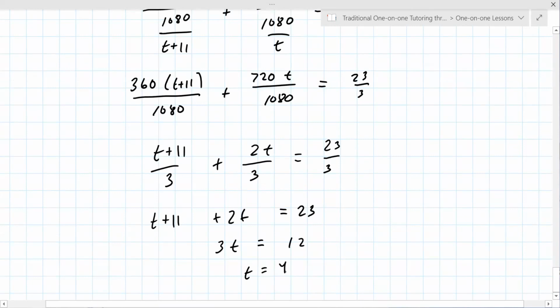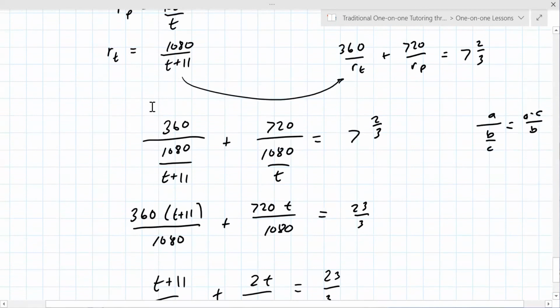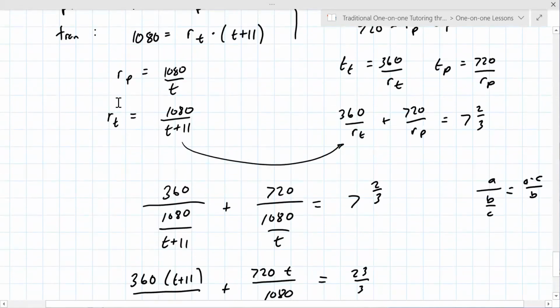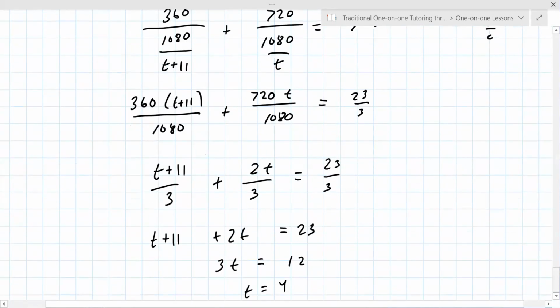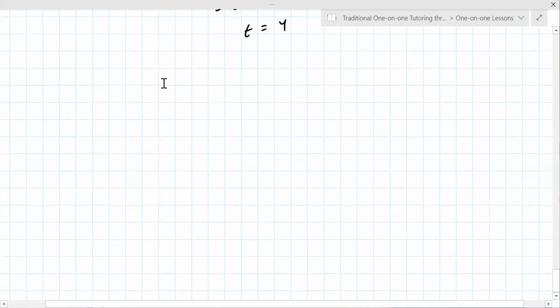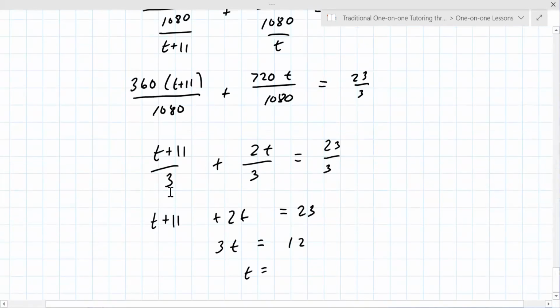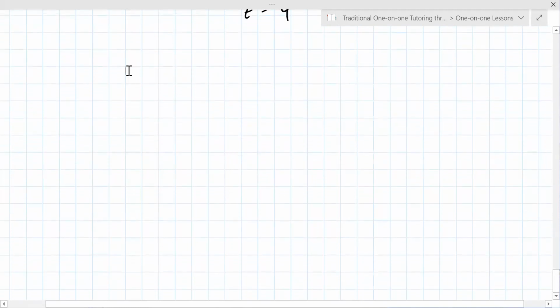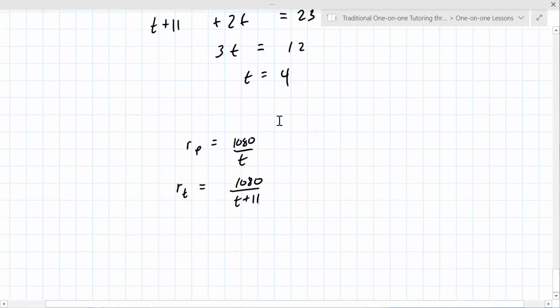But that's not what it's asking for. It's asking for the rate of each, so you can't stop here. The rate of each is up here. Let me just grab these and I'll bring them down. Sorry, it wasn't sure where I was going to snip that to. So the rate of the plane is 1080 over 4, and the rate of the train is 1080 over 15.